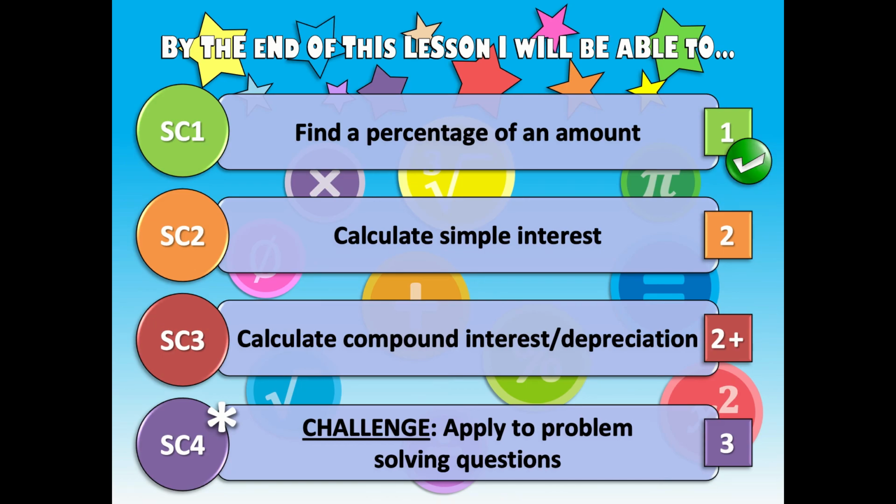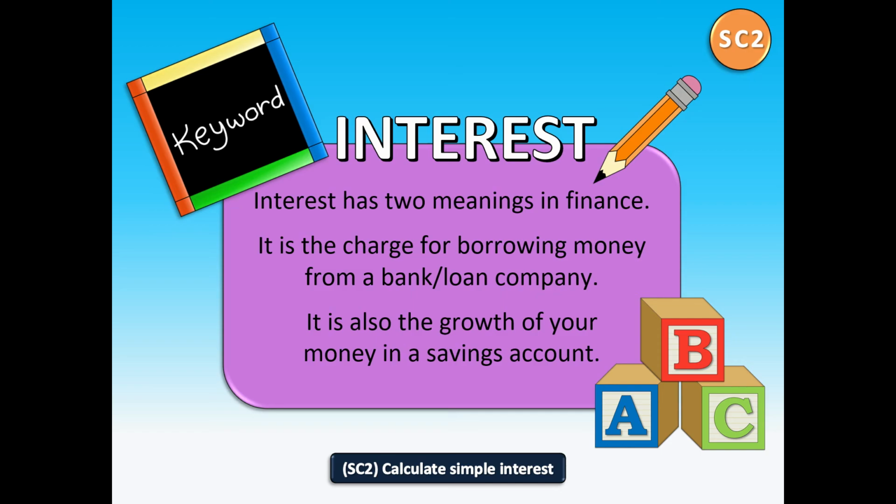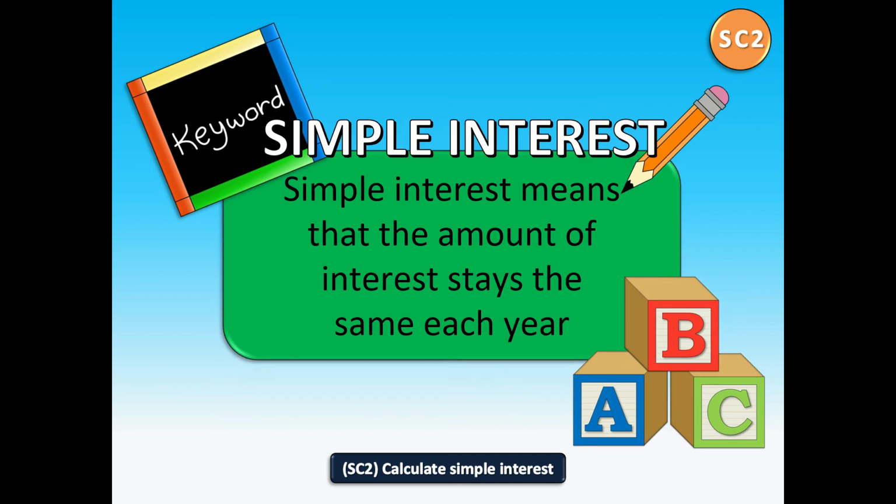So now we're going to move on to number 2, and this is to calculate simple interest. So interest has 2 meanings in finance. It can be the charge for borrowing money from a bank or a loan company, and it can also be the growth of your money in a savings account. Simple interest means that the amount of interest stays the same each year.